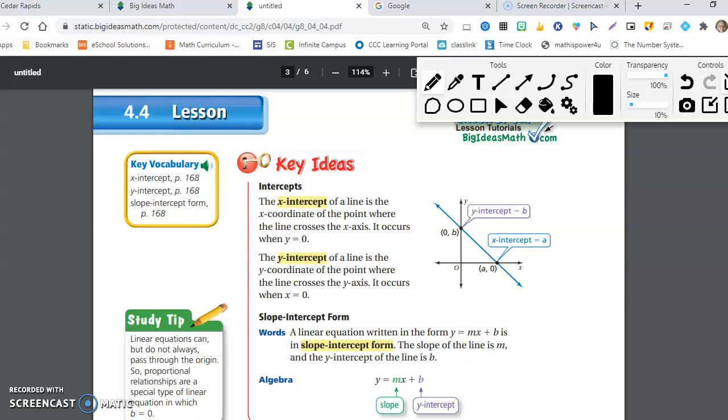Your y-intercept is where your graph crosses the y-axis. So that is this point right there. And at that point, your x is equal to 0.